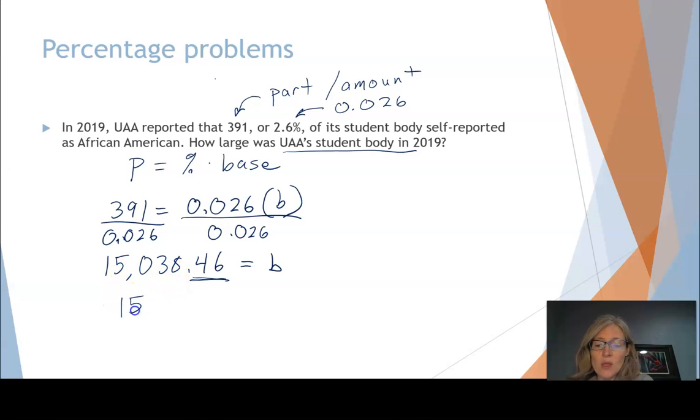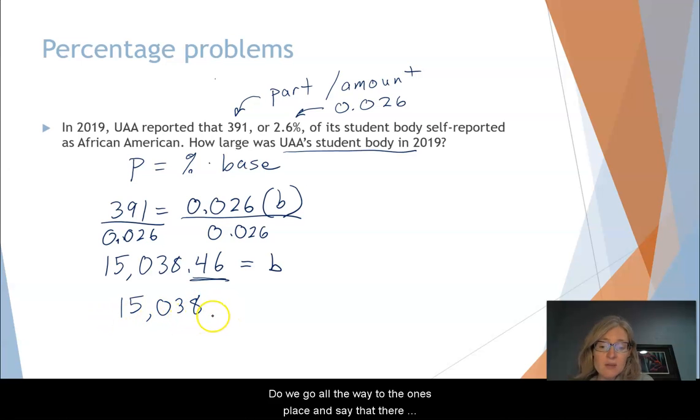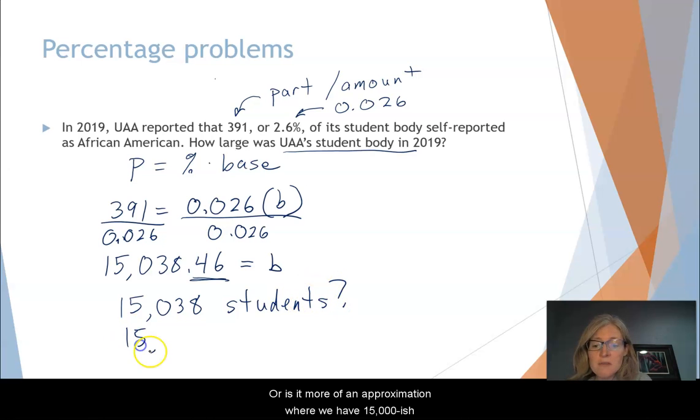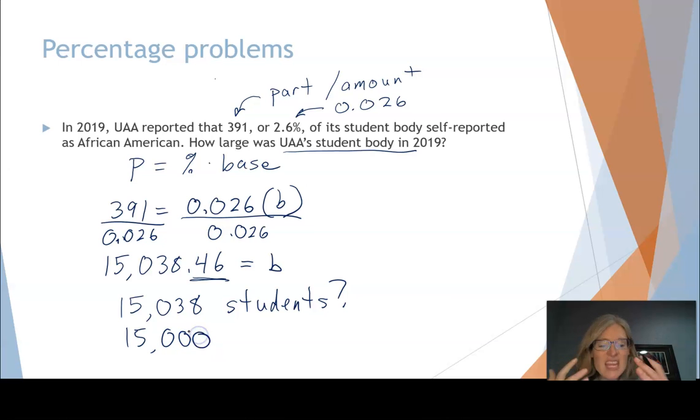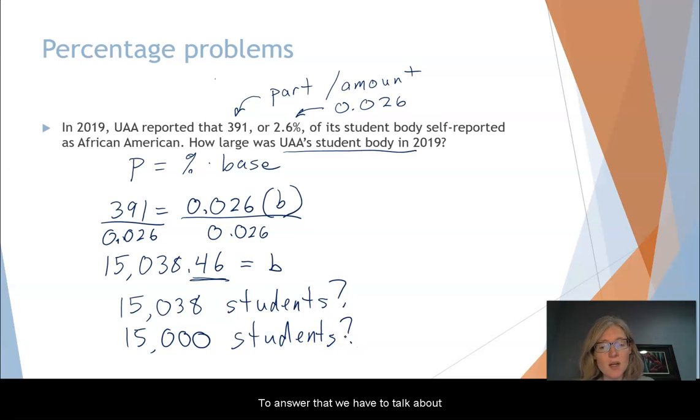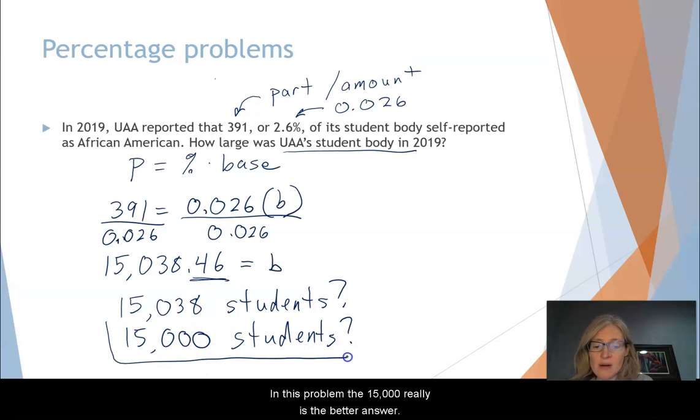Do we go all the way to the ones place and say that there were 15,038 students? Or is it more of an approximation where we have 15,000-ish students? To answer that, we have to talk about significant figures and the accuracy and precision of these numbers. In this problem, the 15,000 really is the better answer.